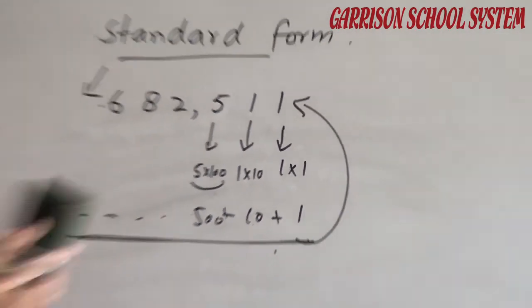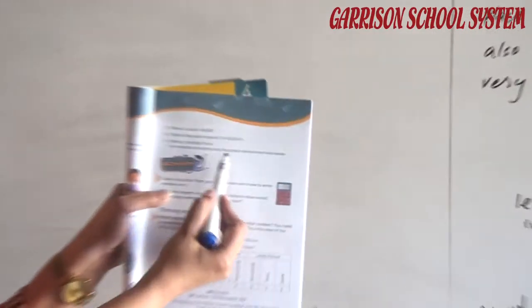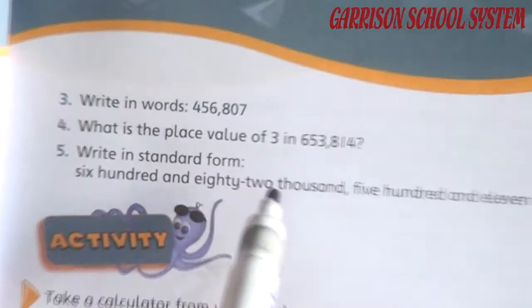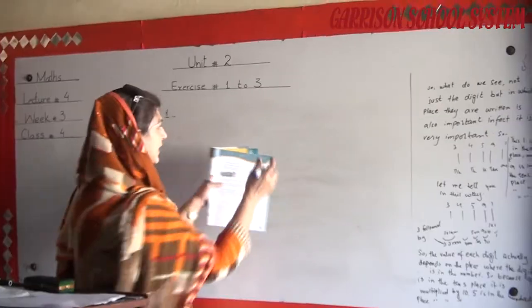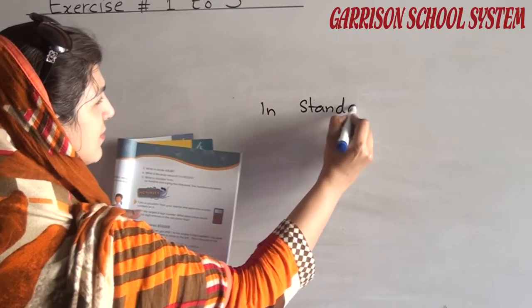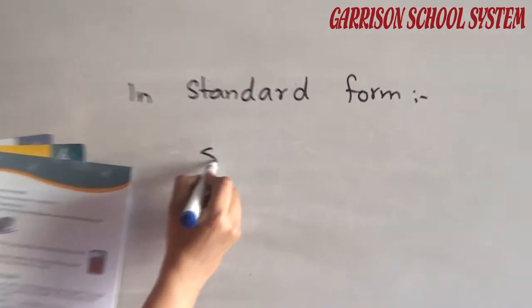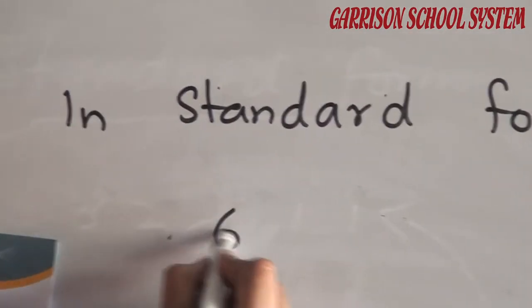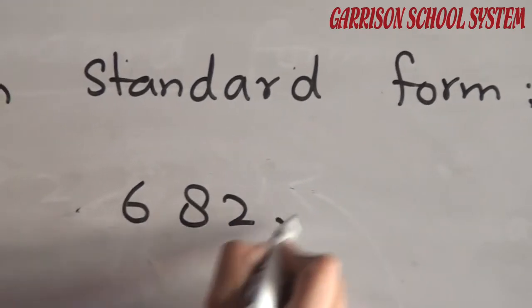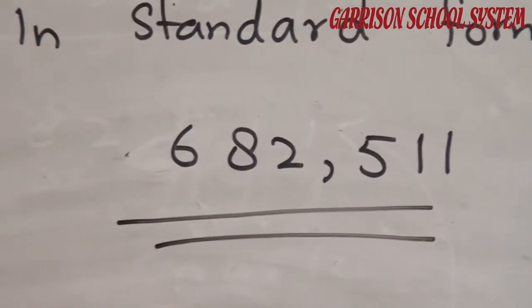So in question number 5, we are given the number name 682,511. We have to write it simply in standard form. How can we write? We write 682,511. So this is the standard form.